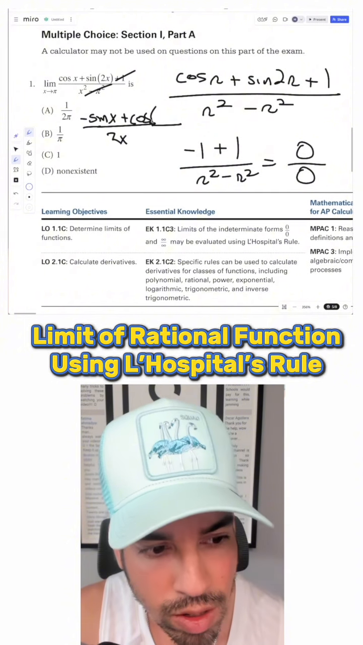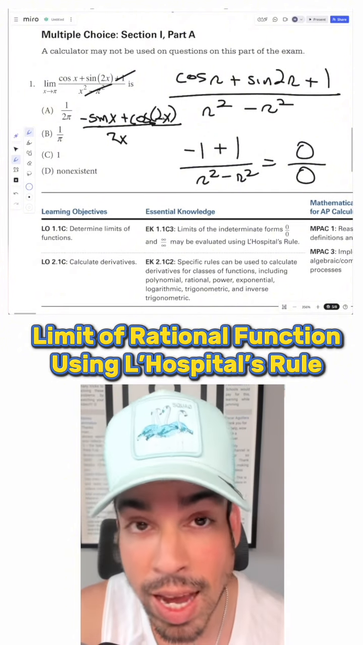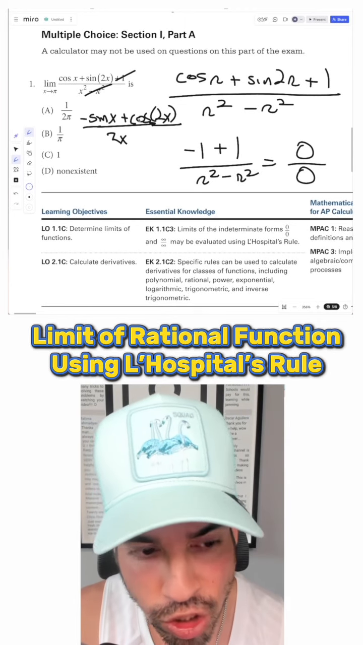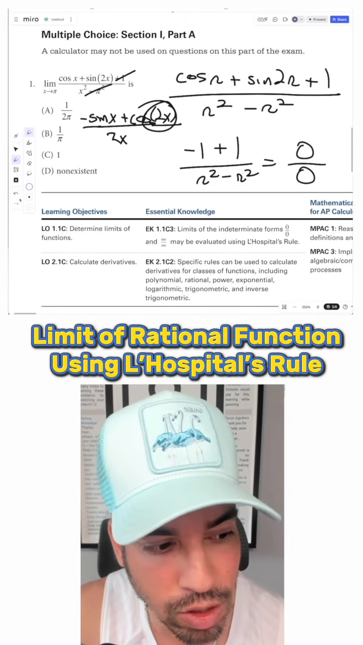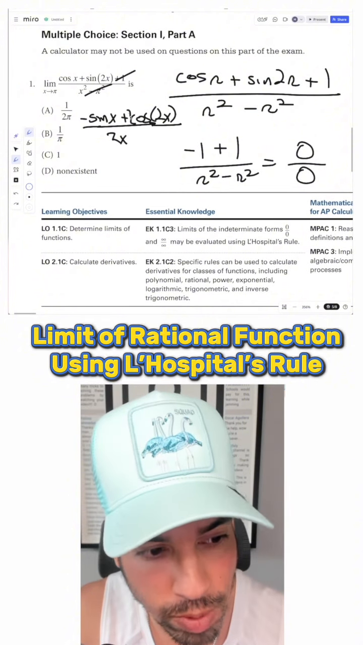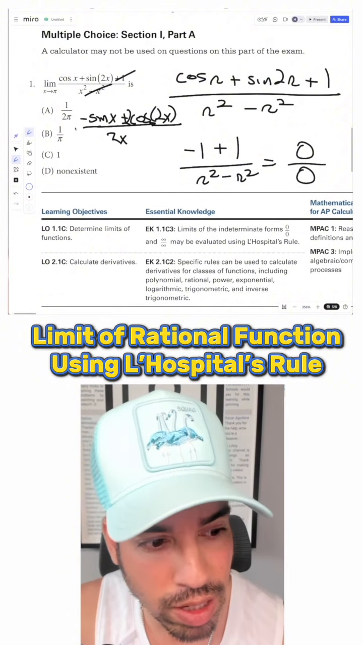But again, this is sine of 2x, meaning we have to use the chain rule. So we take the derivative of sine of 2x, which is cosine of 2x, times the derivative of the inner argument, the derivative of 2x, power rule, which is 2. So I'm going to throw that in the front. And now we're going to plug in pi.